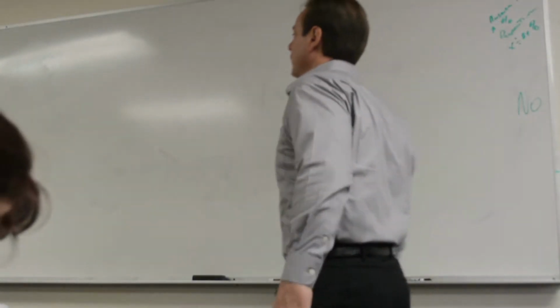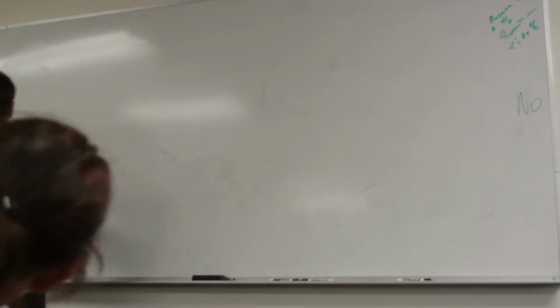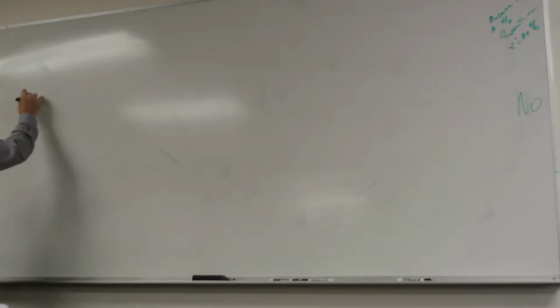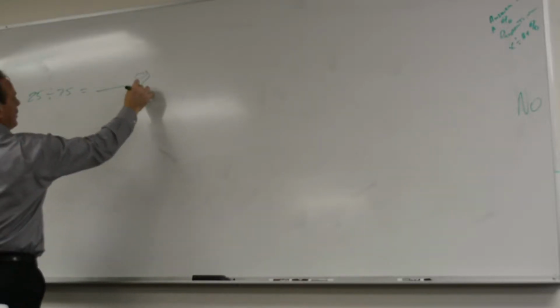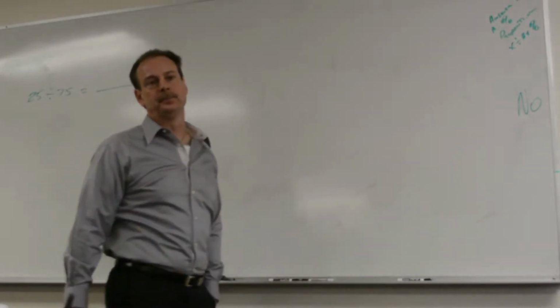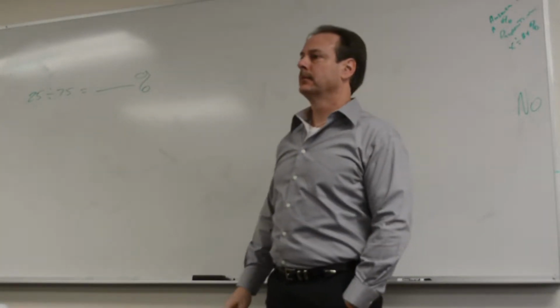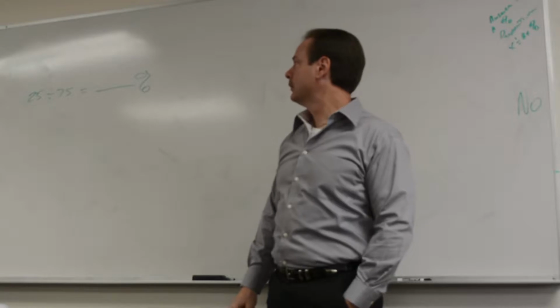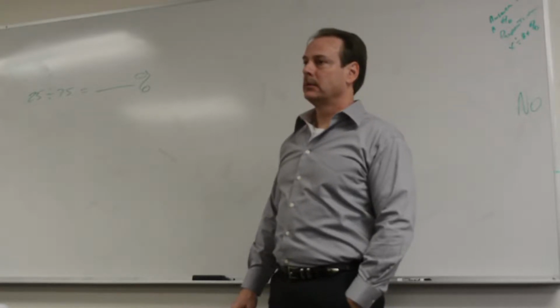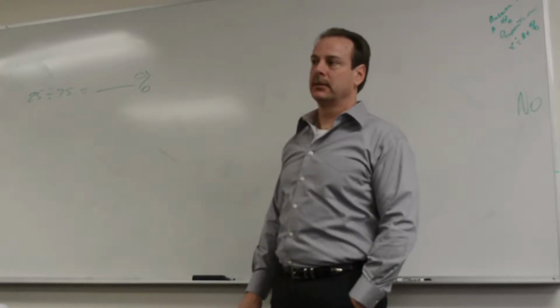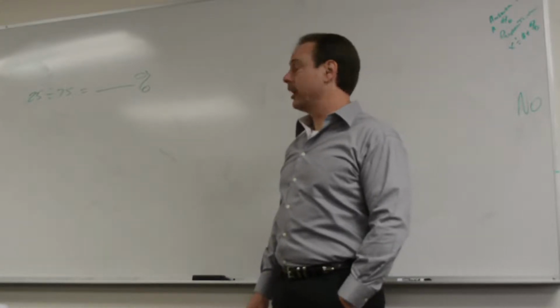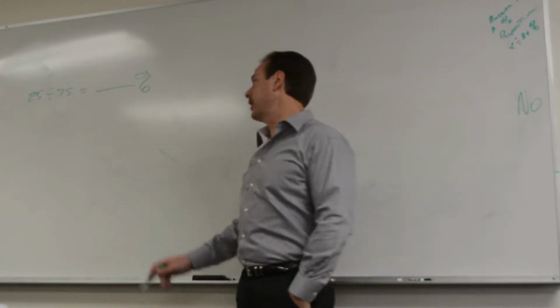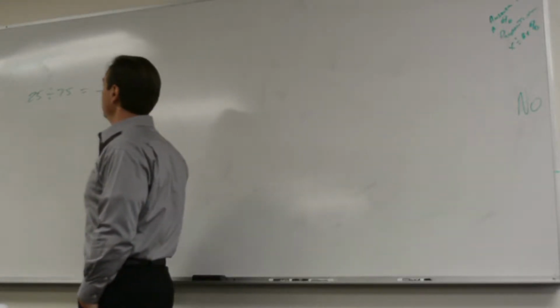Let's say we have 25 divided by 75, and we want the answer in a percentage. How do we do that? Well, what do we have to do first? Divide 25 by 75. We have to change it to a decimal, right? So what's 25 divided by 75?